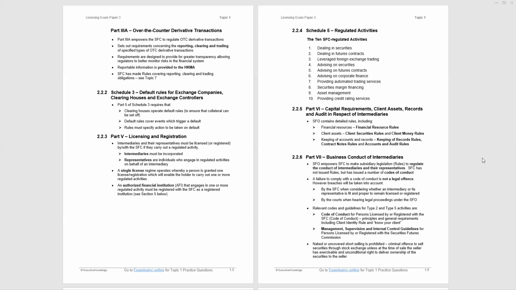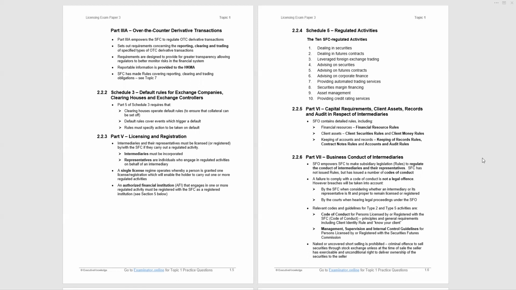Part 7 of the ordinance covers business conduct of intermediaries. But rather than legislate for business conduct, what the SFC has done, has issued, well, it already had issued, a code of conduct. So if you are licensed, you must follow the code of conduct, which, as I said earlier, does not have the force of law, but you must comply to continue holding your license. And we also have the management, supervision, and internal control guidelines, some of which we will have to be aware of when we are covering later material.